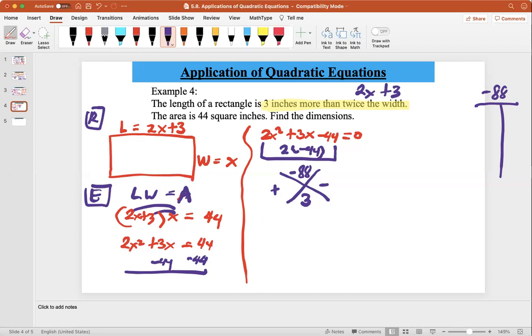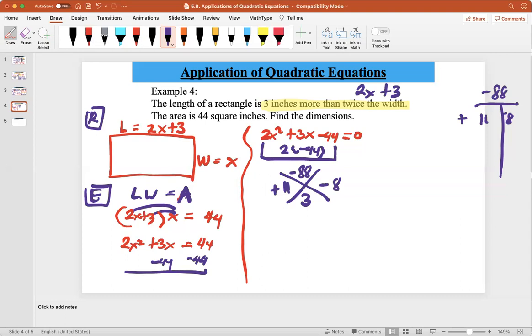We can try 11 and 8. Which one is positive here? We try 11 as positive. 11 plus negative 8 is 3. So those are the right factors: positive 11, negative 8.